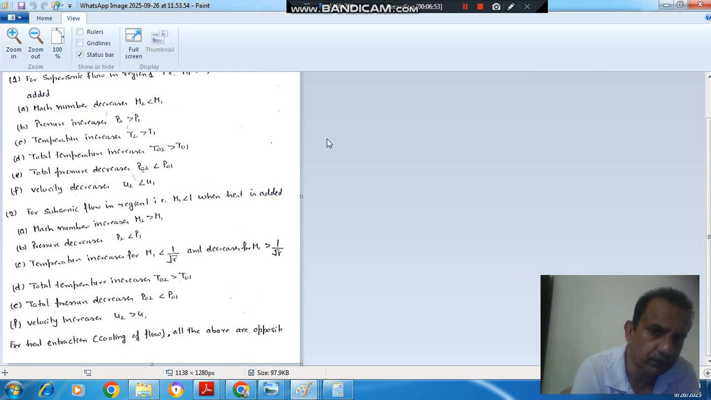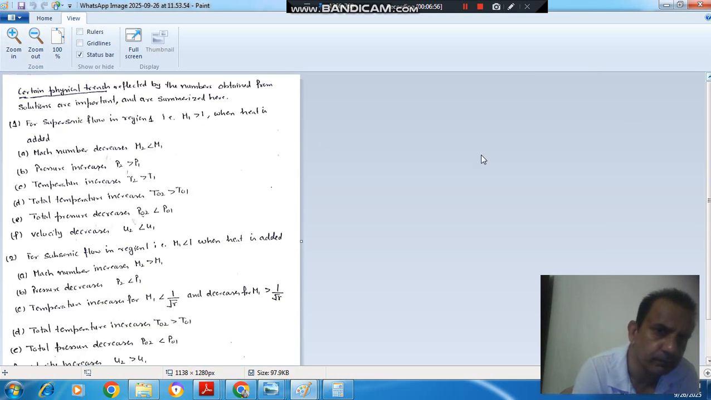Again studying these results, certain physical terms from the numbers obtained from solutions are important and are summarized as follows. One: for supersonic flow in region 1, that is M1 greater than 1, when heat is added, Mach number decreases, M2 is less than M1. Pressure increases, P2 is greater than P1. Temperature increases, T2 is greater than T1. Total temperature increases, T02 is greater than T01. Total pressure decreases, P02 is less than P01. Velocity decreases, U2 is less than U1. Now this is for supersonic, not for subsonic.